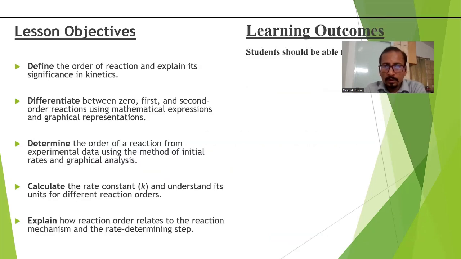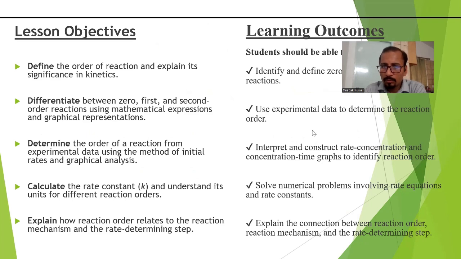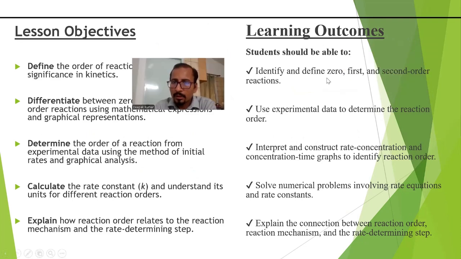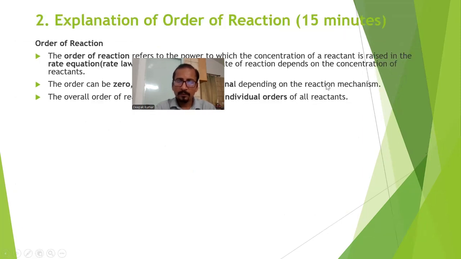So let's move forward. Today's learning outcomes include: to identify and define zero, first, second order reactions, use experimental data to determine the reaction order, interpret and construct rate-concentration and concentration-time graphs to identify reaction order, solve numerical problems involving the rate equations and rate constants. Let's move forward to the first step, to know about the order of reaction.